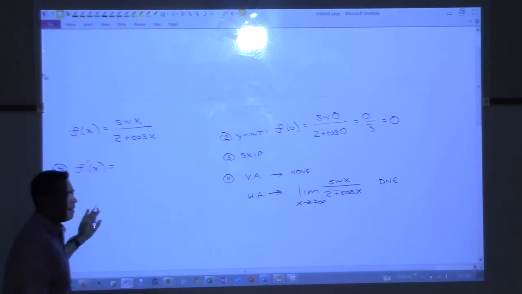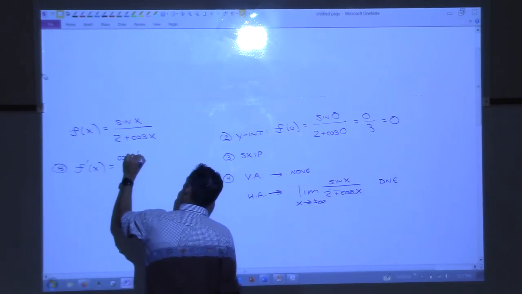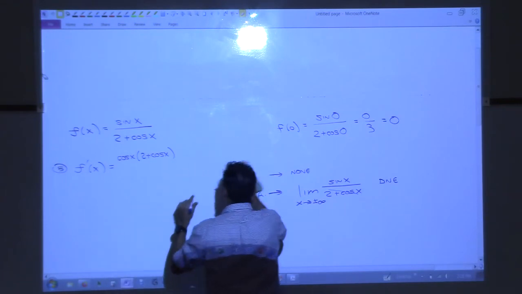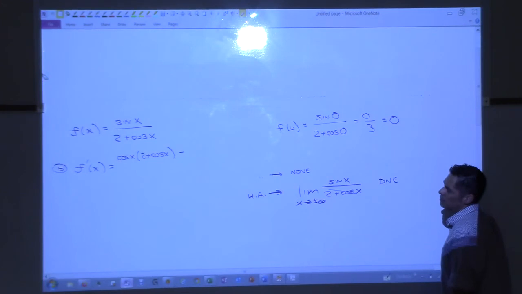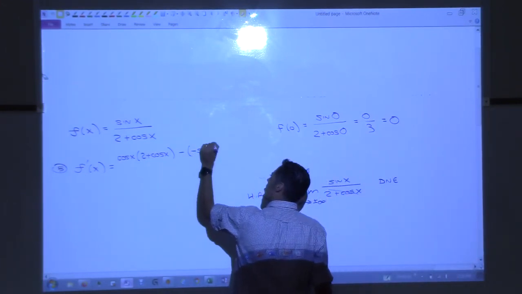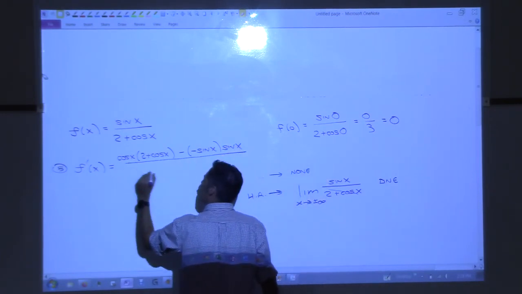All right, derivative of the top is cosine x times the bottom. Looks like we're going to be solving a trig equation. Minus the derivative of the bottom. What's the derivative of the bottom? Just negative sine x. And then times the top, sine x again. All over bottom squared.